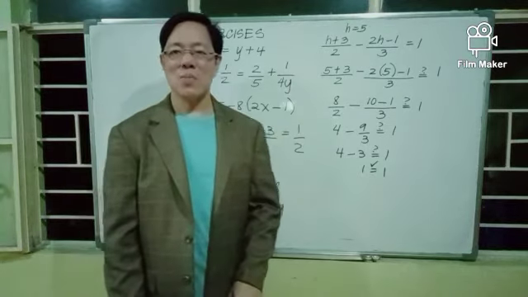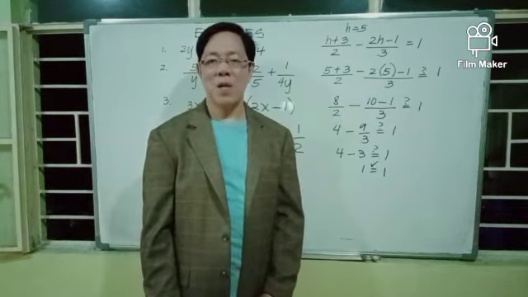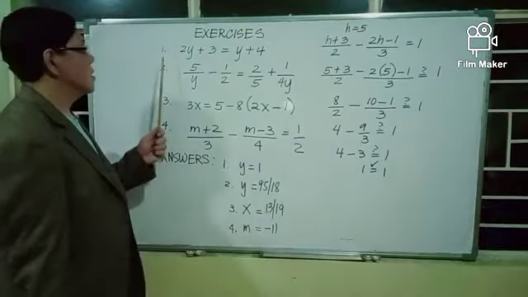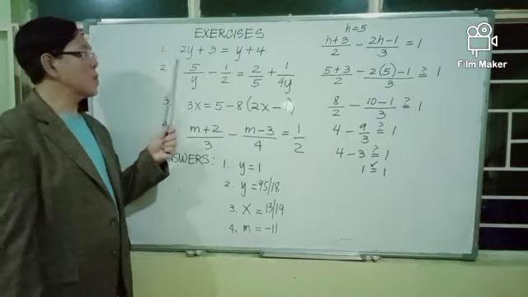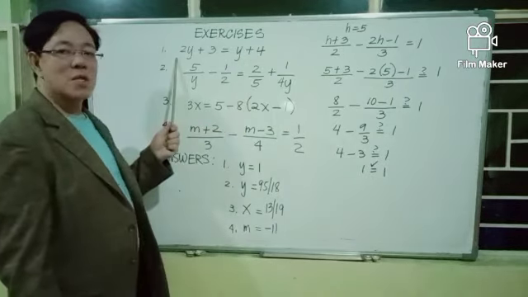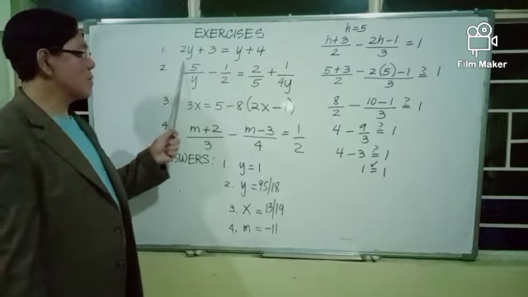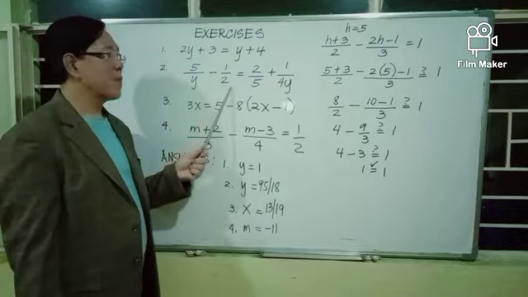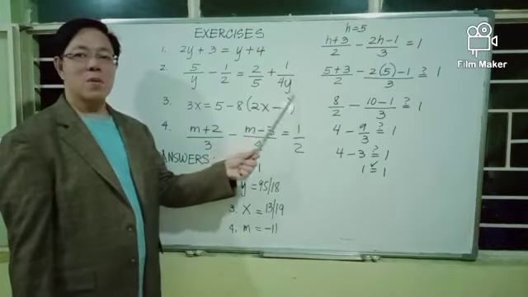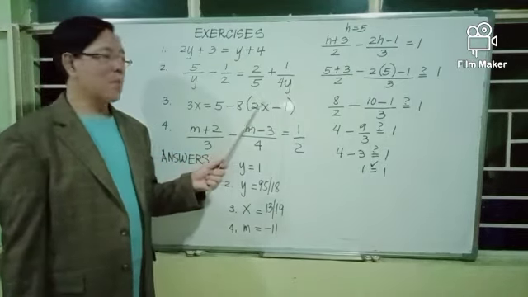For your practice, please try the following exercises. Solve the following linear equations in one variable. In number 1, you have 2y plus 3 equals y plus 4. This is a linear equation in one variable y. In number 2, you are given 5 over y minus 1 half equals 2 over 5 plus 1 over 4y. This is a linear equation in one variable y.